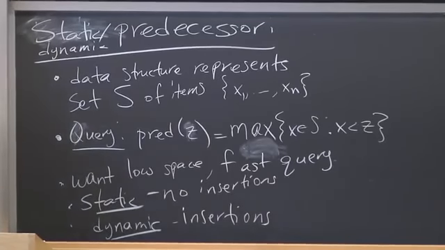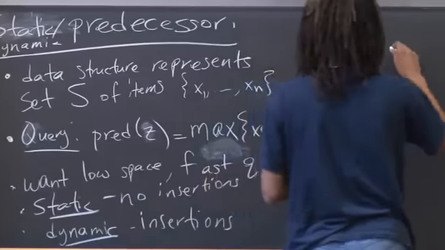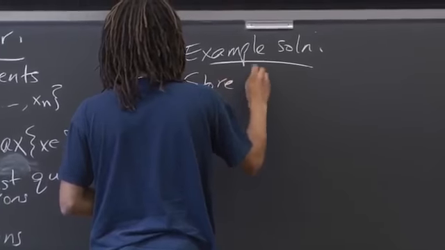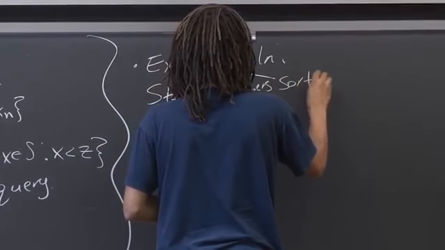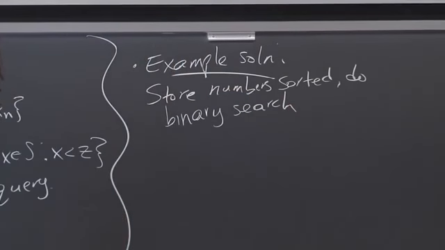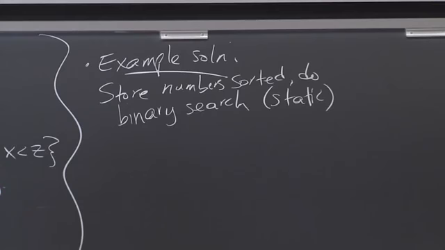So what's one way someone knows how to solve dynamic or static predecessor quickly, using, say, linear space? Store the numbers and do binary search. Yeah, so an example solution that works: store numbers sorted, and then do binary search. Is this static or dynamic? Okay, so this is static, and what's the query time? Log n.